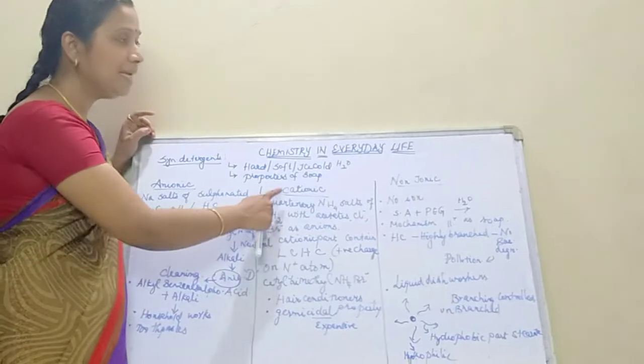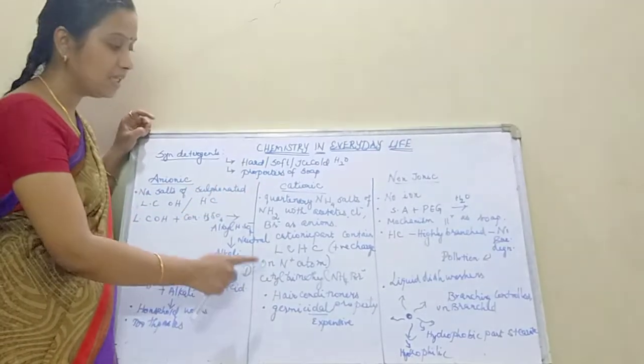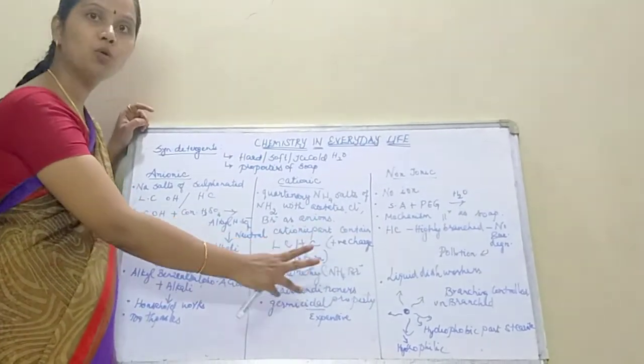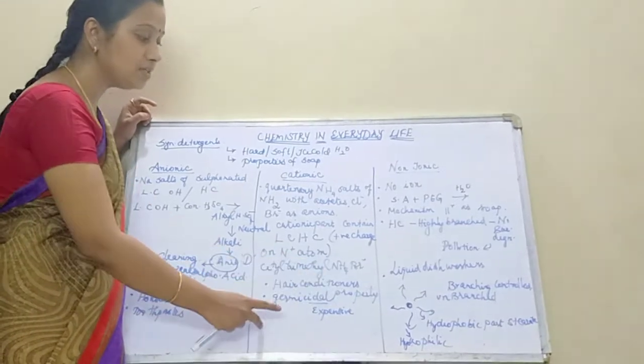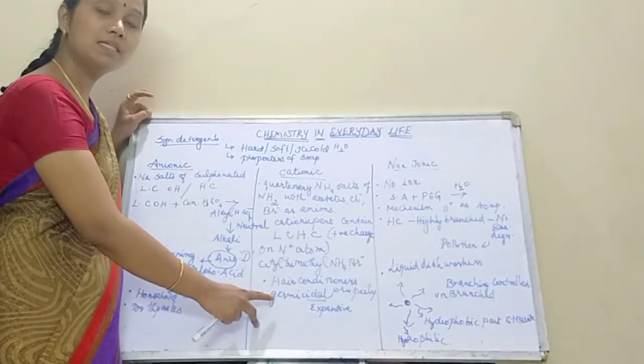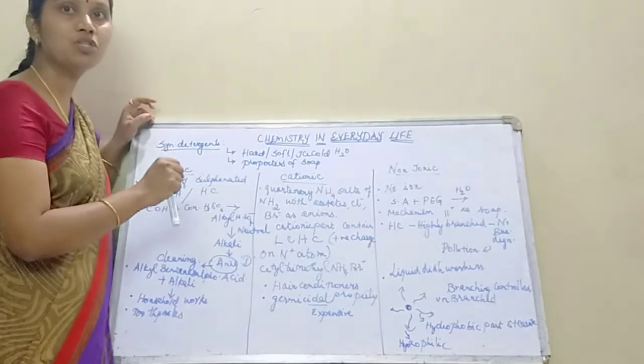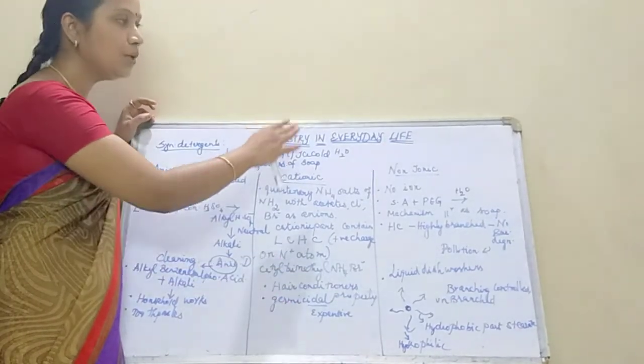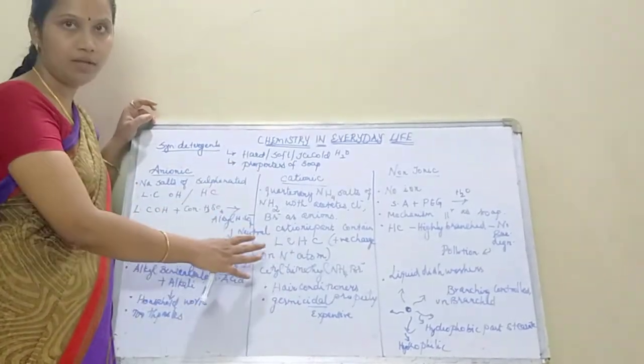So a typical example of cationic detergents is cetyl trimethyl ammonium bromide, which is used in hair conditioners, as well as they have got germicidal property. They kill the germs, so they are expensive. Their usage is limited compared to anionic detergents.